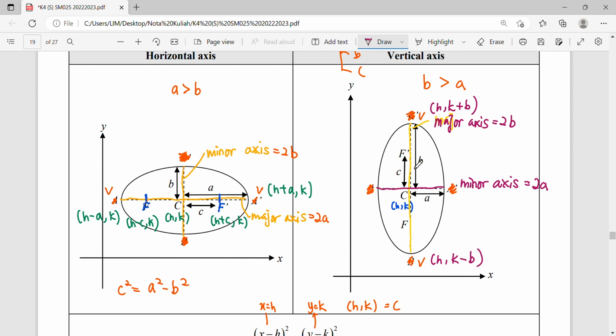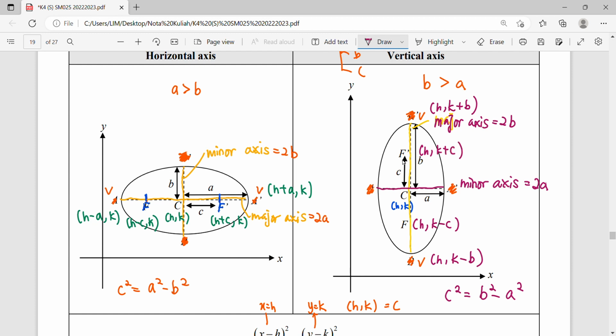Then if you want to find your focal point, you need your C. So C square will be equal to B square minus A square. How will you remember this? Take the longer minus the shorter. So here we will start with B square minus A square. So this C represents the distance between center to the focal point. So to find this focal point, it will be H then K minus C, because moving down C you need. So for this focal point, when you're moving up, it will be K plus C.